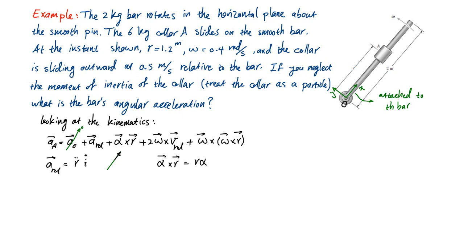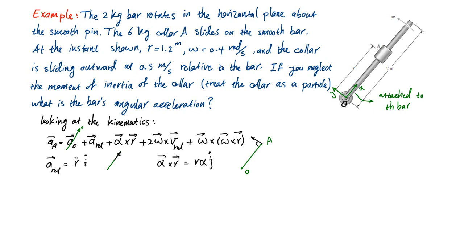assume that alpha is counterclockwise. I don't know that. We'll see at the end when we find alpha if our assumption is correct. We're going to get a positive value for alpha. If it's not correct, we have to switch the direction. There it is. And this would be r alpha perpendicular to this. And since that direction is along the y-axis, that would be j.